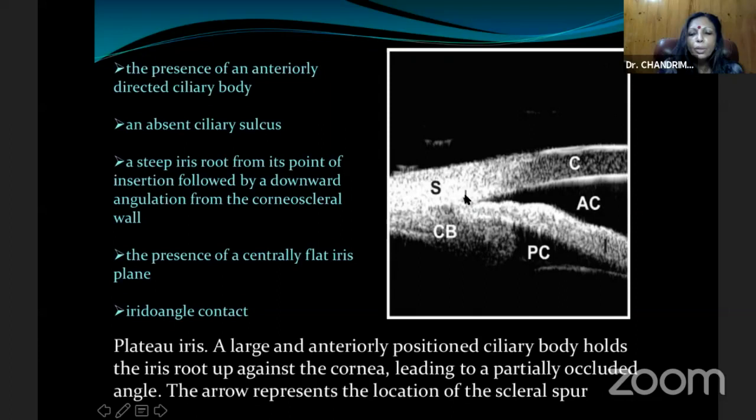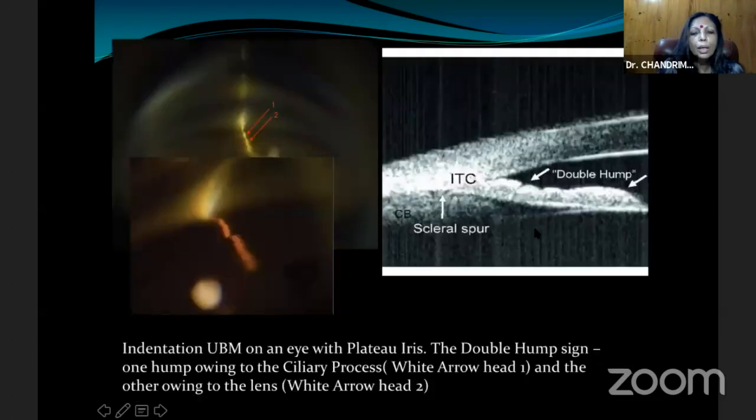The arrows represent the location of the sclerospur. That's the sclerospur, and there I'll just come into the double hump. So the indentation UBM on an eye with plateau iris, the double hump sign, you can see that's actually in gonioscopy where you see the double hump sign or the sine wave sign as we call it. And that's in the UBM where also you see one hump owing to the ciliary processes and the other hump owing to the lens.